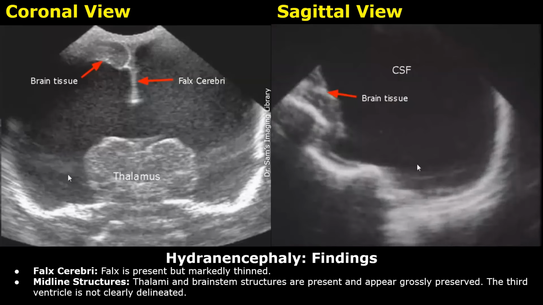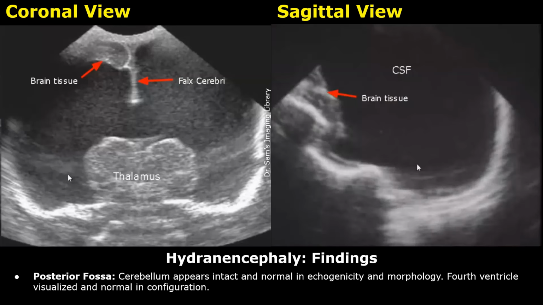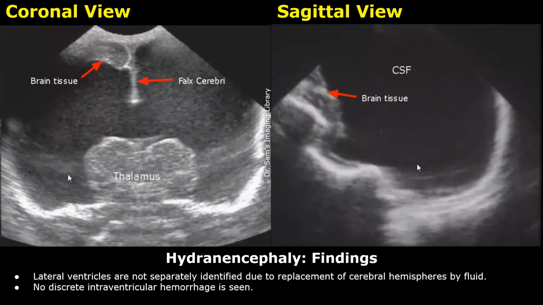Midline structures. Thalami and brainstem structures are present and appear grossly preserved. The third ventricle is not clearly delineated. Posterior fossa. Cerebellum appears intact and normal in echogenicity and morphology. Fourth ventricle visualized and normal in configuration. Lateral ventricles are not separately identified due to replacement of cerebral hemispheres by fluid. No discrete intraventricular hemorrhage is seen.